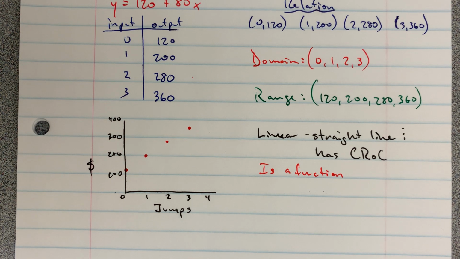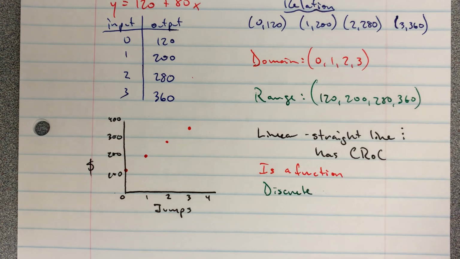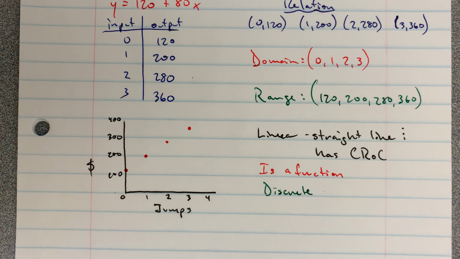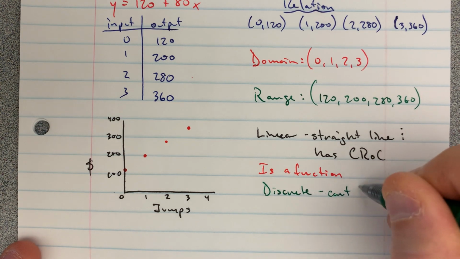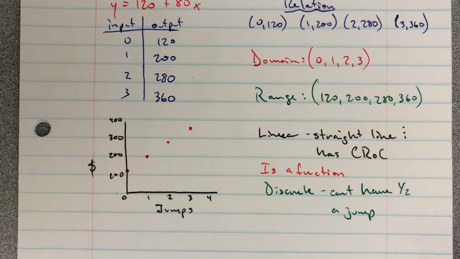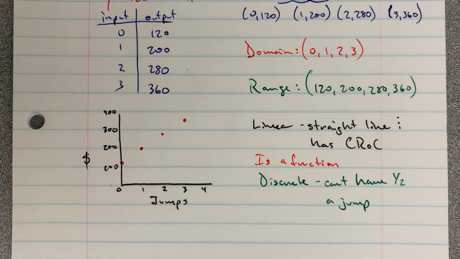This information is discrete, because my domain, or my input, is representing jumps. It's discrete because that tells me my domain has to be whole numbers, which tells me I cannot have half a jump. They're not going to charge you for half a jump if you make it halfway down and then the plane scoops you back up or something. Since it's discrete, we only have the dots. We do not draw a line.